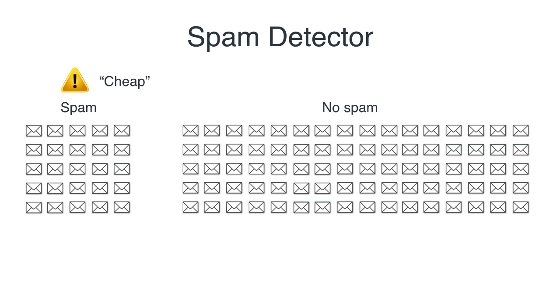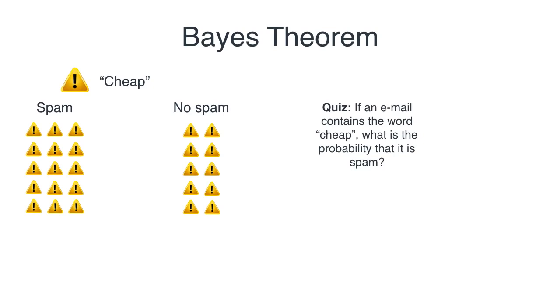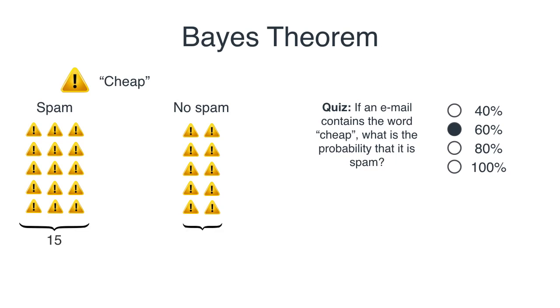We count how many times the word cheap appears in spam emails. That's going to be in 15 of them. And from the non-spam, 10 of them have the word cheap. So we forget about the rest. And quiz, again, if an email contains the word cheap, what's the probability of spam? 40, 60, 80, 100. Again, feel free to pause the video. I'll tell you the answer. The answer is 60% because if you look at the split, there is 15 spam and 10 not spam among the ones that contain the word cheap. So that's a 60-40 split, and therefore the solution is 60%. So we applied Bayes' theorem for 2 words and obtained 80 and 60.